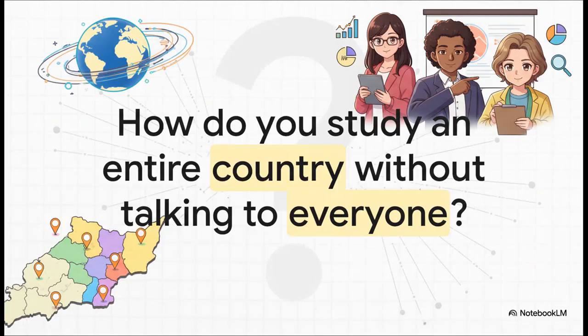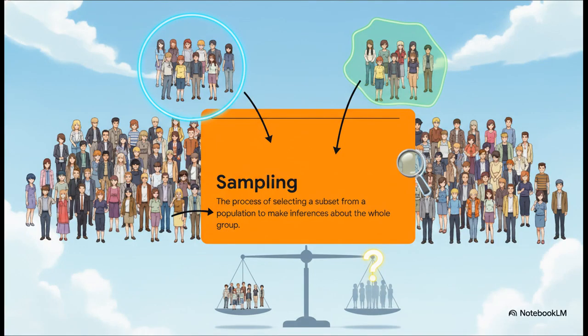So let's kick things off with a massive problem. Imagine you want to understand the entire United States, what they think, what they do. You can't just go out and talk to 330 million people, right? It's literally impossible. So what's the next best thing? How do you get a picture that's actually accurate? Well, the answer is sampling. Basically, it's the science of picking a small, manageable group that perfectly mirrors the whole population.